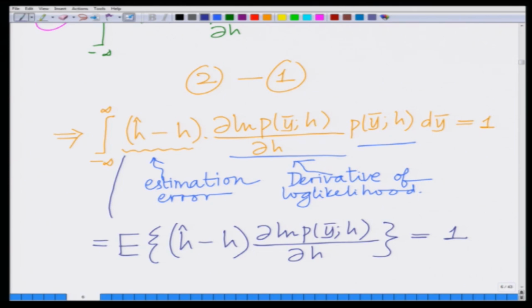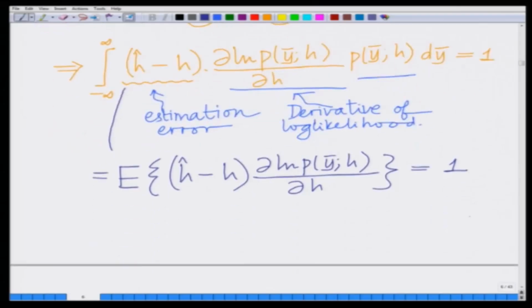Take a look at this again, and this requires some understanding and some clear thinking. Please go over this derivation again. What we have derived is an interesting result which states that the expected value of the product of the estimation error h hat minus h times the derivative of the log likelihood function with respect to h is equal to 1.